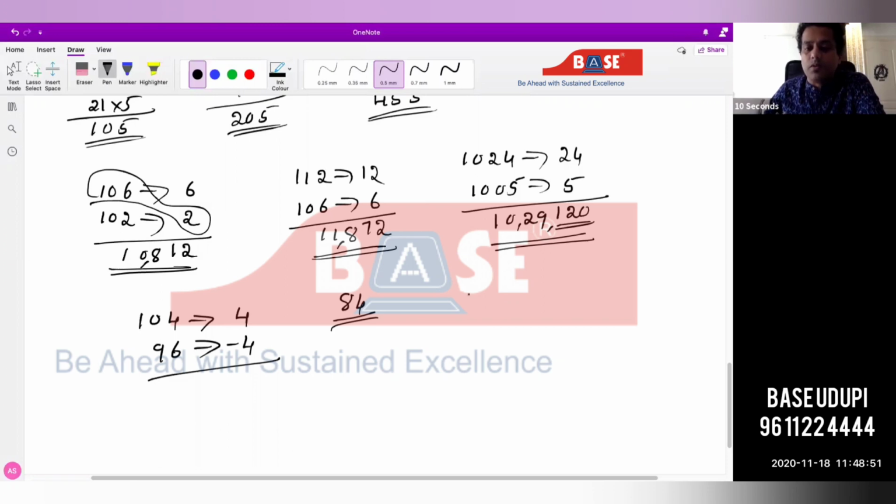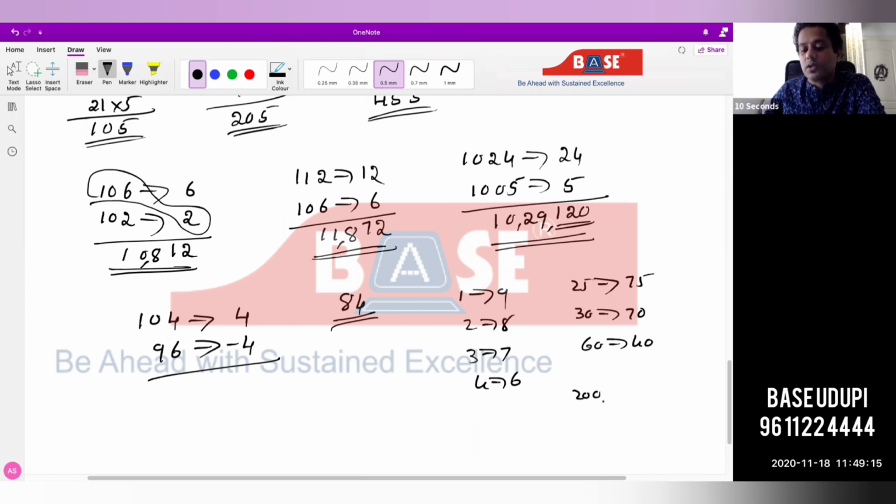So for example, to explain complement numbers: 1 complement, you have to subtract it from 10. 9. 2 complement, 8. 3 complement, 7. 4 complement, 6. 25 complement, you have to subtract it from the next place value, that is 100. 100 minus 25 is what? 75. 30 complement, 70. 60 complement, 40. Now if I take 200, the next place value is 1000. So 200 complement is what? 800. 300 complement is what? 700. Have to subtract it from the next place value. It's called complement numbers.